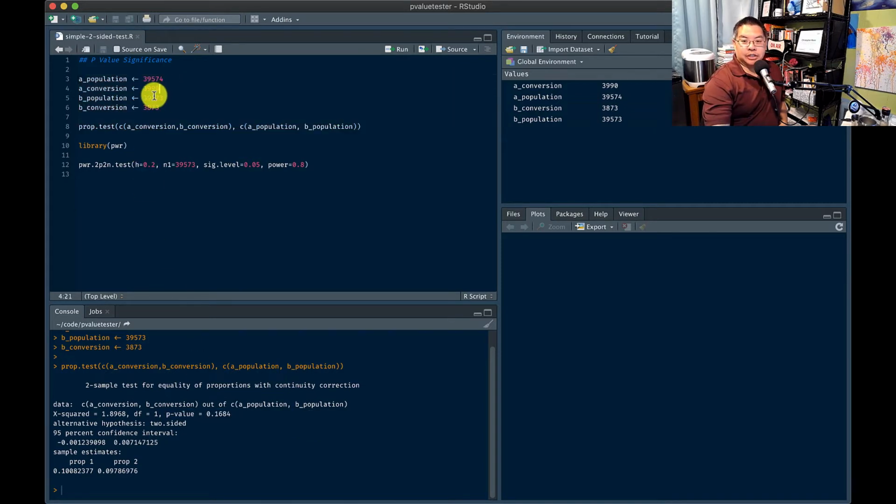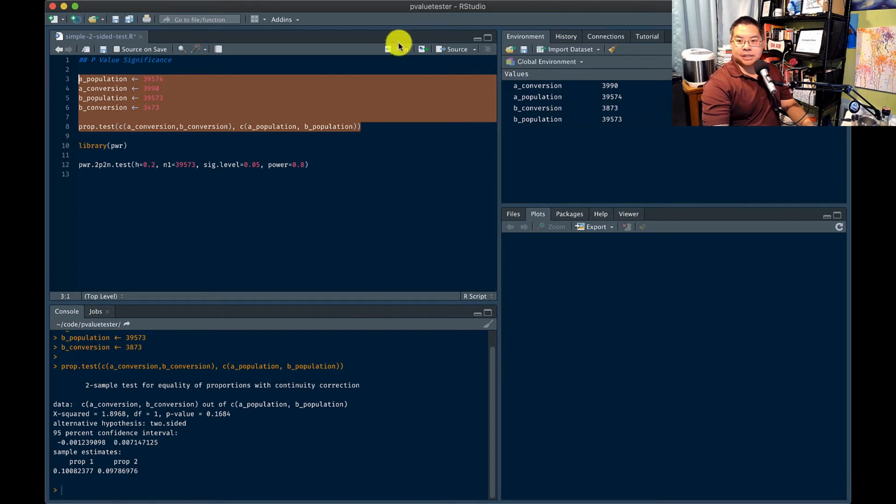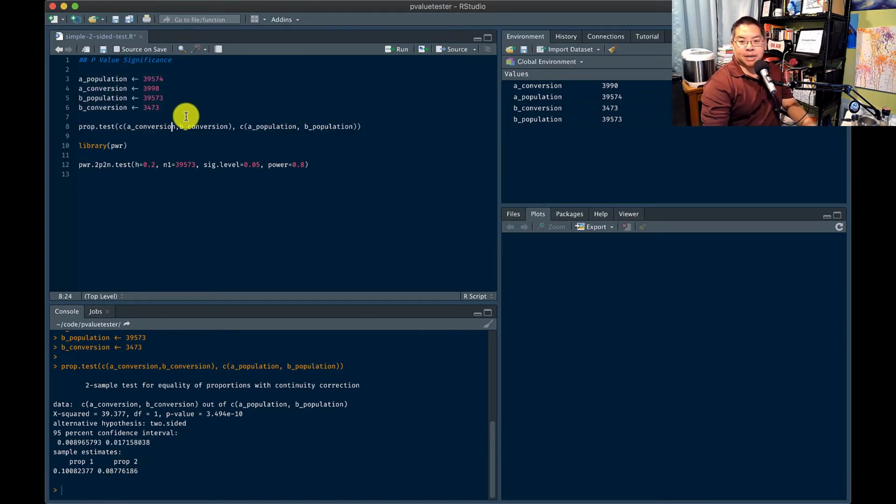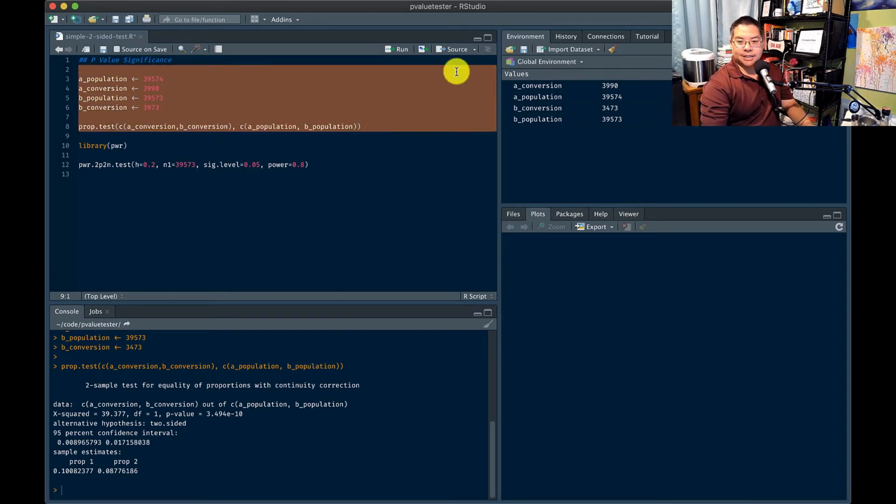Now, just to show you an example, what if I take B down to 3,400 conversions, right? If I do that exact same test and run it, we see that the p-value shrinks to an infinitesimally small number, E minus 10, right? That's 10 zeros before the decimal. That is a clear difference that the result was not random luck. But now if I crank up B to 3,900, make it super close, right? Watch what happens.